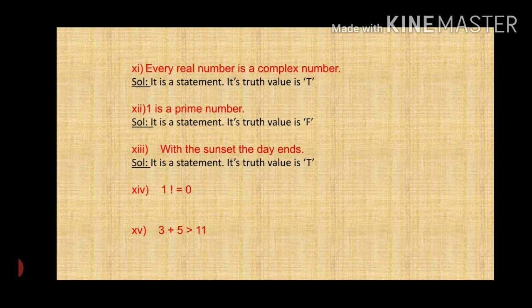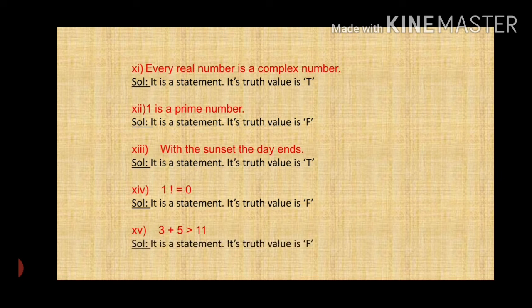Factorial of 1 is equal to 0. Is it true? No, because factorial of 1 is always equal to 1. So we'll write it is a statement but its truth value is F. Now this: 3 plus 5 is greater than 11. This is a simple sentence, so it is a statement, but 3 plus 5 is 8. 8 is not greater than 11. So the truth value will be F. It is a statement, its truth value is F. Take the screenshot, then we'll move to the next slide.